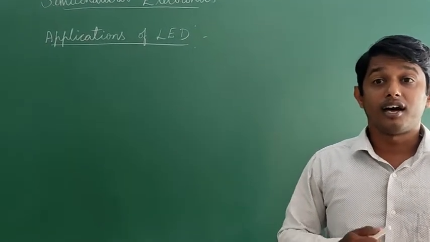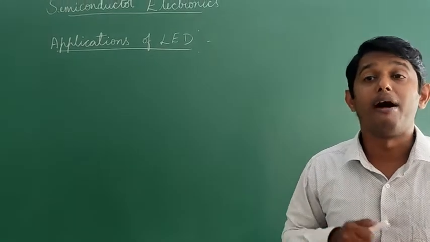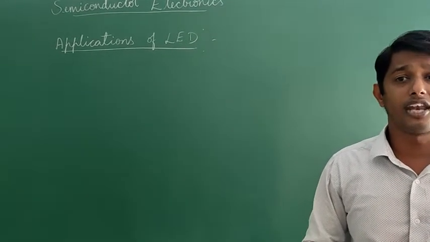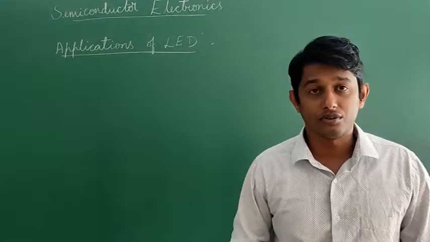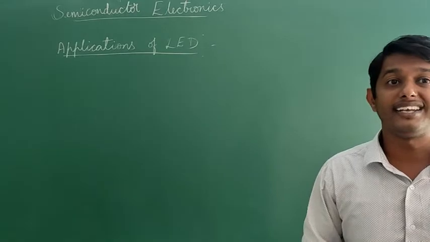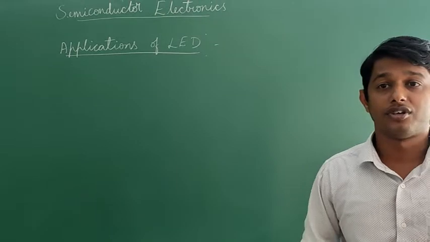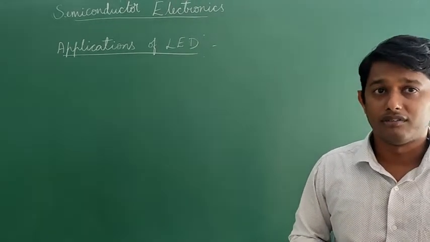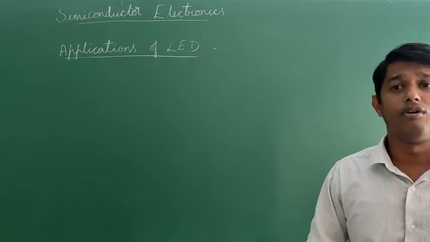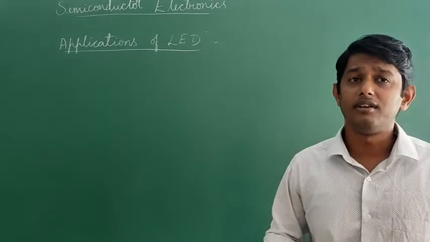Even in burglar alarm systems, which are used in banks, they make use of LEDs. White LED can be used for lighting purposes. In your houses, you might be using LED bulbs, which are white LEDs. You have to note one thing: LEDs that can emit red, yellow, orange, green and blue light are commonly available in the market.